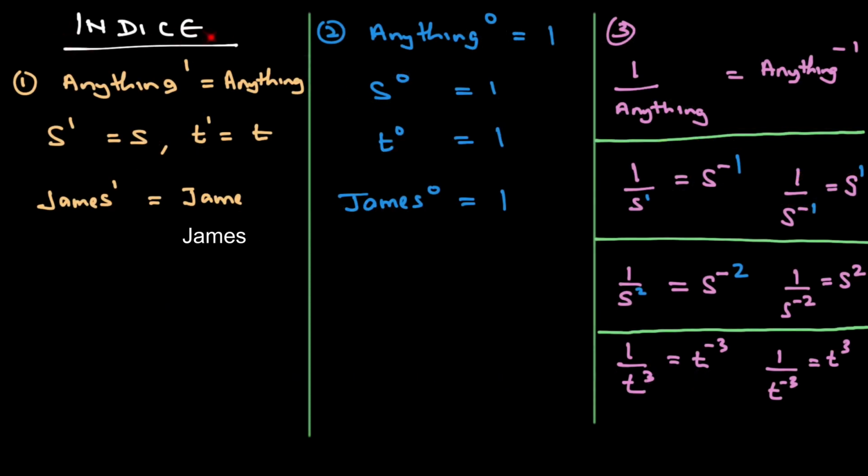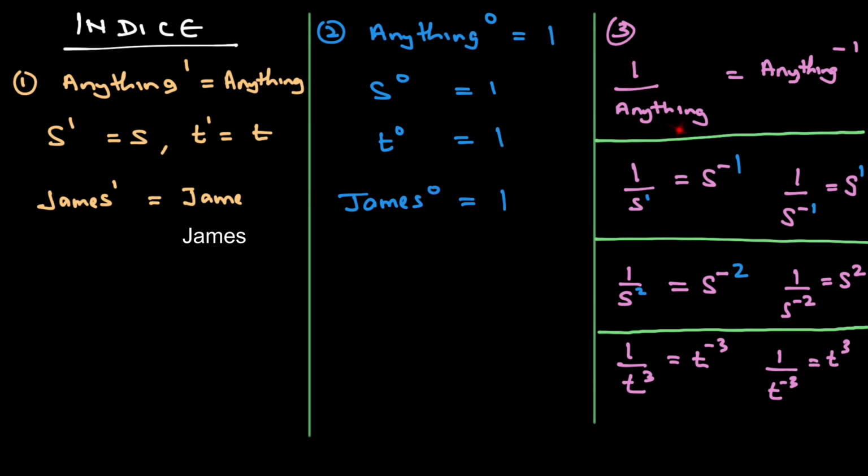We need to know indices as well. Anything to power 1 is itself. S to power 1 is S. T to power 1 is T. James to power 1 is James. Number 2 of indices: anything to power 0 is 1. S to power 0 is 1. T to power 0 is 1. James to power 0 is 1 in maths.